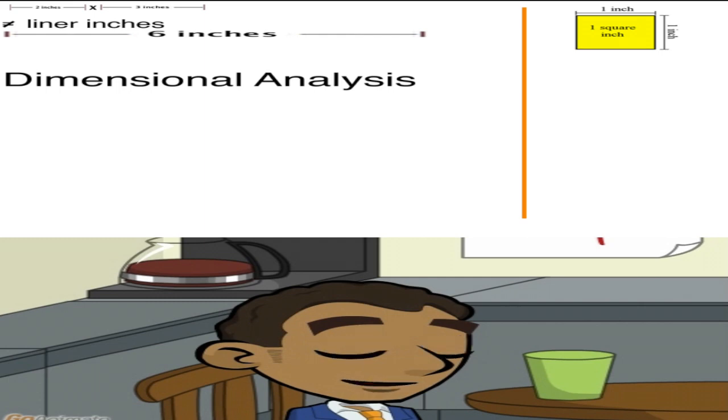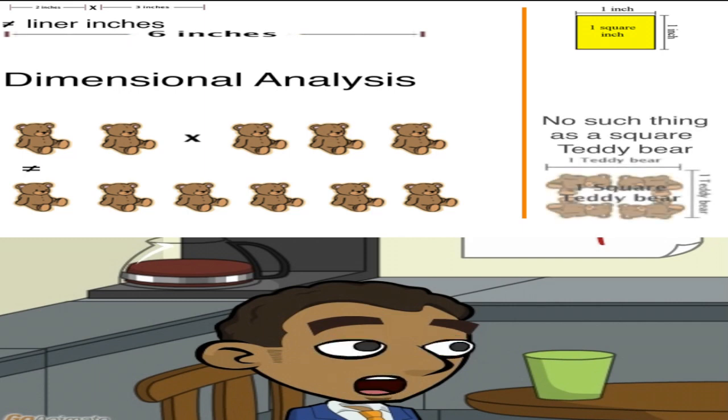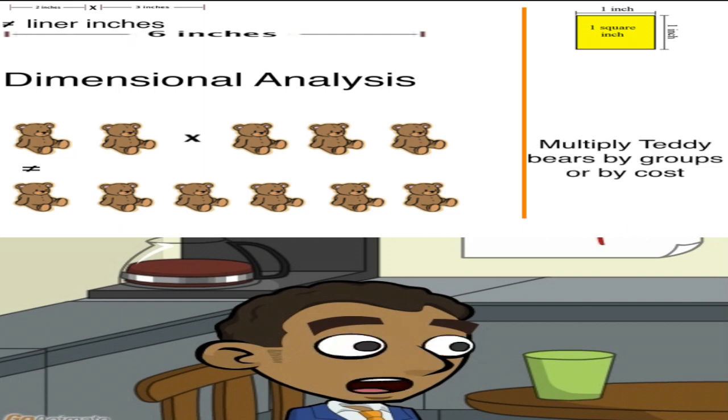For instance, if I have teddy bears, I can't really multiply 3 teddy bears by 2 teddy bears. It doesn't make any sense. There's no such thing as a squared teddy bear. I have to multiply my teddy bears by groups or by cost, or by some other unit than teddy bears in order for the problem to make sense. Isn't that correct?